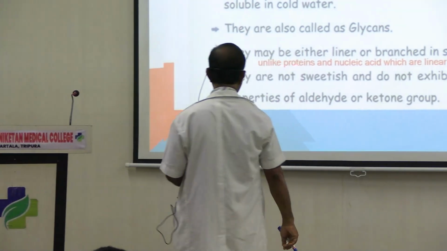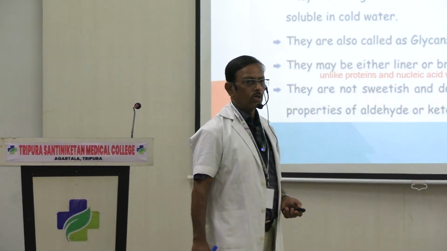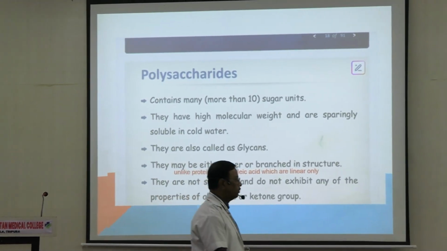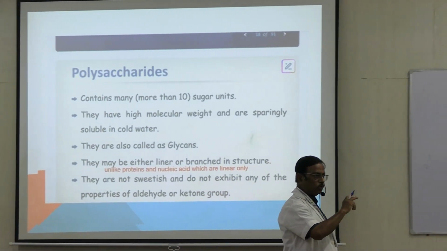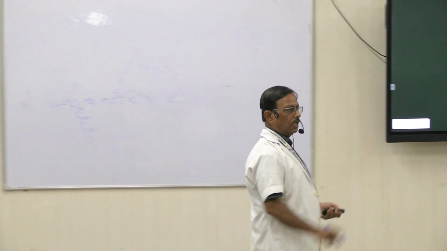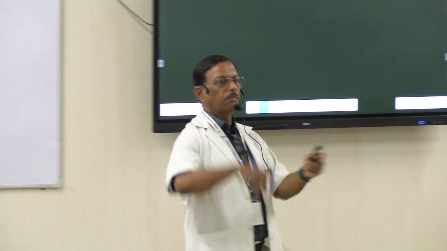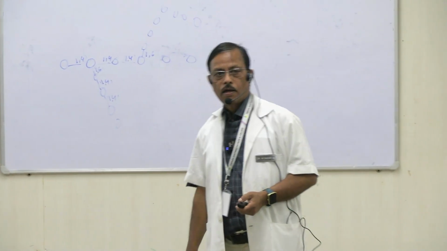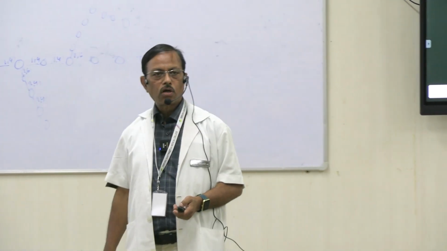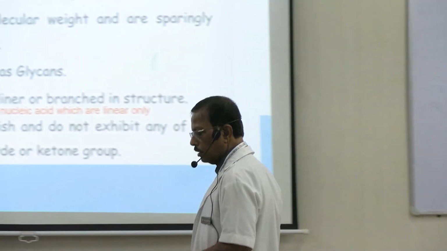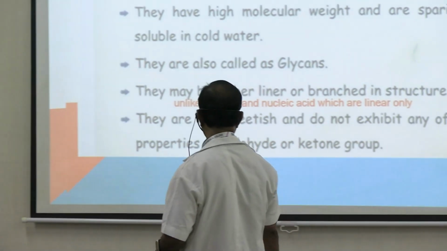But it is unlike protein, which is not branched, or nucleic acid, which is also not branched. In protein there will be sequential attachment of amino acids in a linear chain. They may fold two or three times, but there is no branch. In case of nucleic acid also, you know already, DNA and RNA, they also do not have any branch.